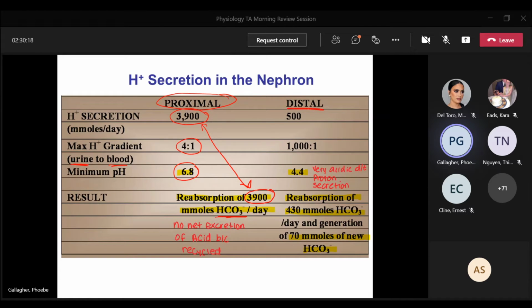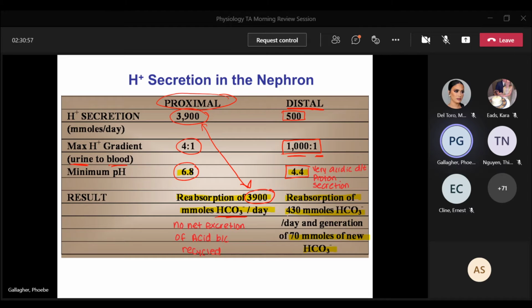In your distal tubule, this is where you're going to see most of your acid excretion. You're only pumping out 500, but these are staying in the tubular fluid and being excreted out. So for that reason, you're going to see that the pH drops significantly because it's not really binding to bicarb. So there's no real bicarb in the distal tubule to help buffer this pH change, as you would see in the proximal tubule. And then also you're going to see a high gradient because this is where you're seeing all of your acid excretion. So you would expect your urine proton concentration to be significantly higher than your blood proton concentration here.